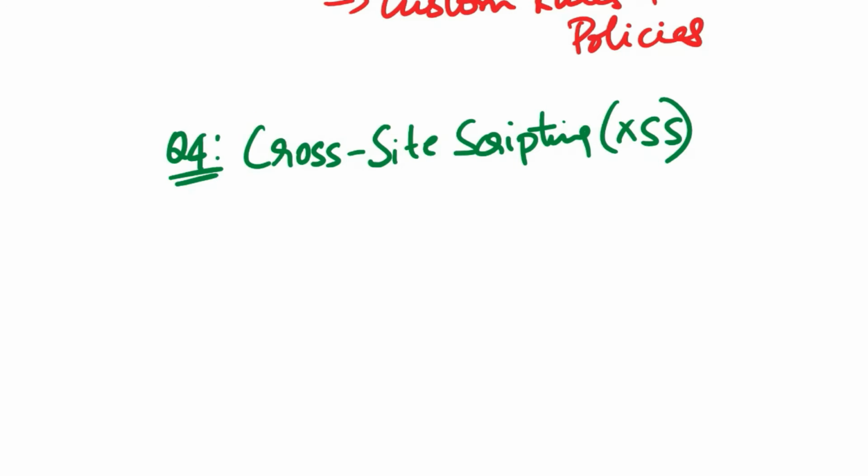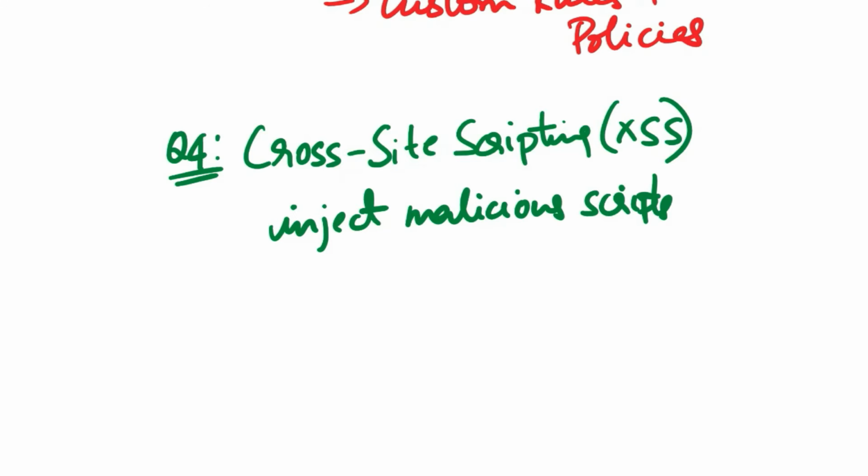Let's go to the next question. What is cross site scripting, XSS? This is one of the items in OWASP top 10. It's a web security vulnerability. This allows attackers to inject malicious scripts into web pages viewed by other users. These scripts can be executed by a victim's web browser and can lead to various malicious actions such as stealing user data, impersonating users, or delivering malware.